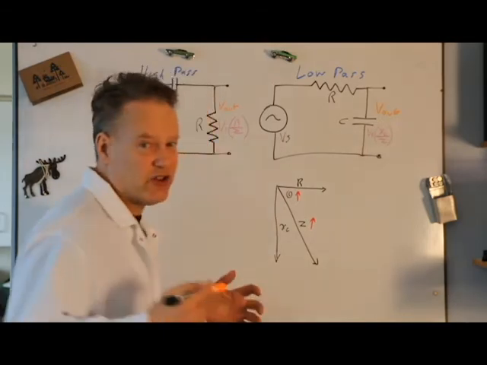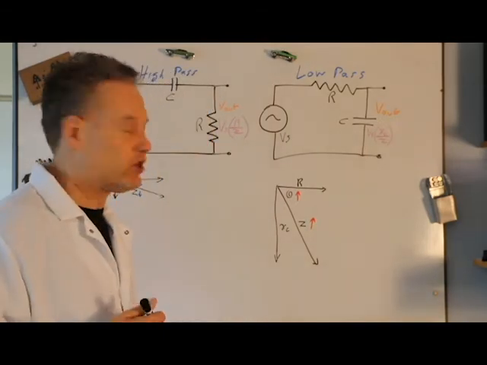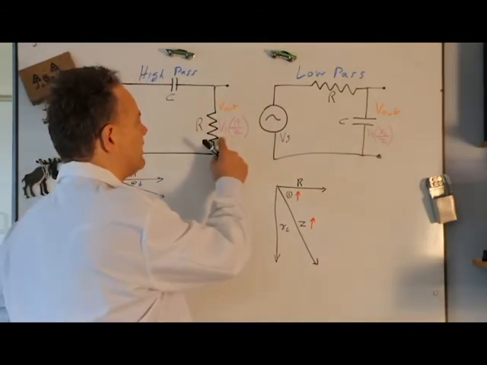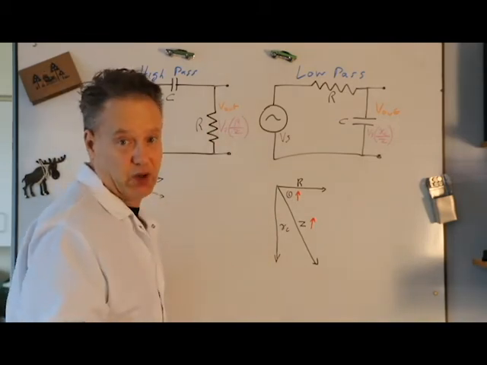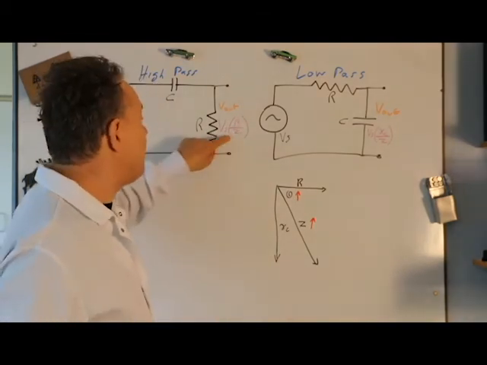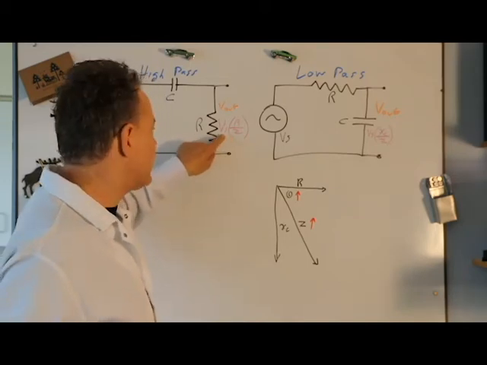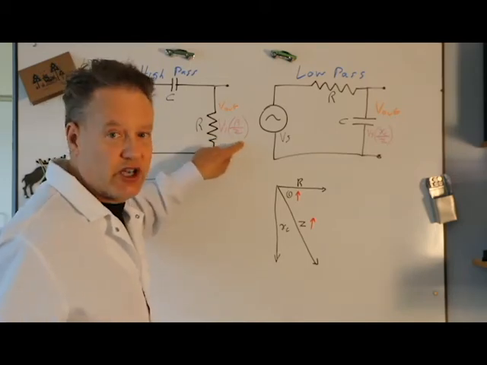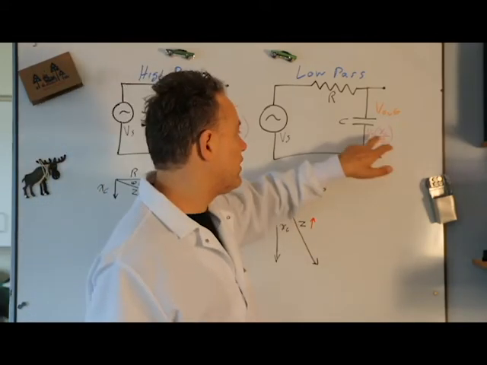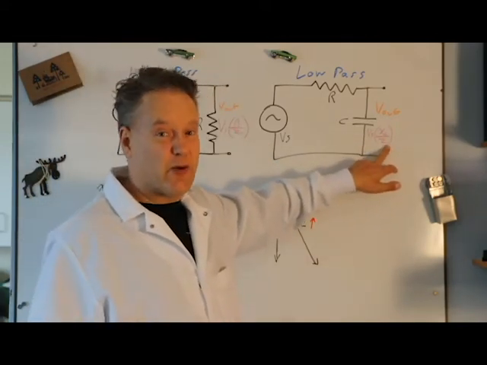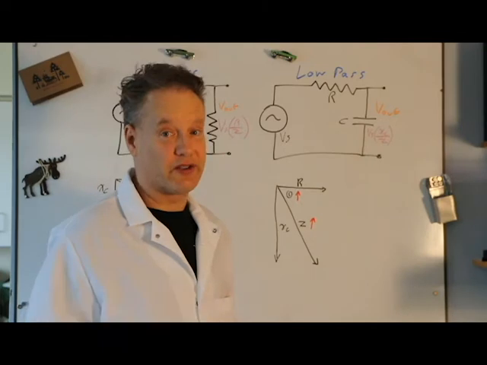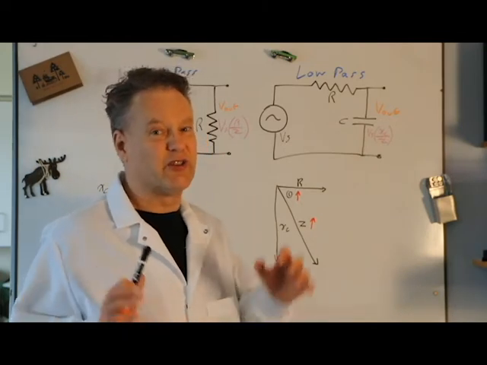Now, if we actually do the math and look at the voltage drops, we know that Vs is R over Z. I think that makes sense, right? The voltage out is actually the voltage divider formula, so it's Vs times that ratio. Over here, the voltage out is Vs times that ratio, because it's XC over Z. Cool. So that brings us to gain.